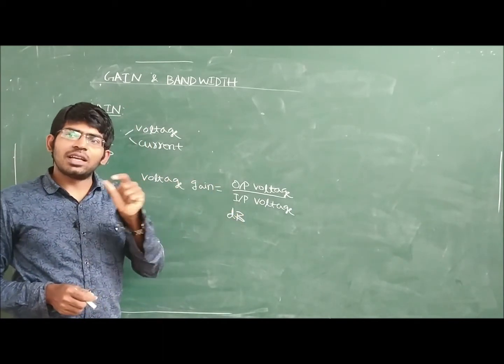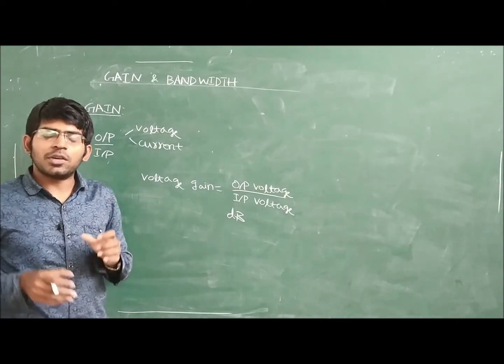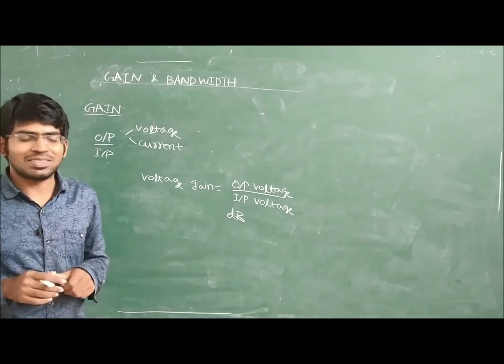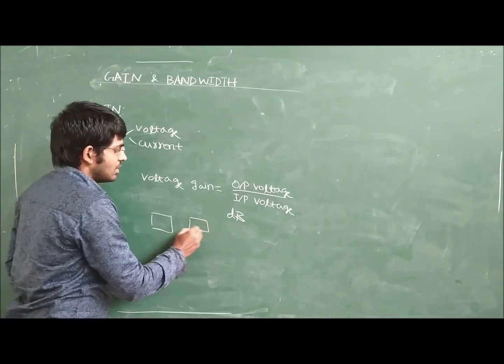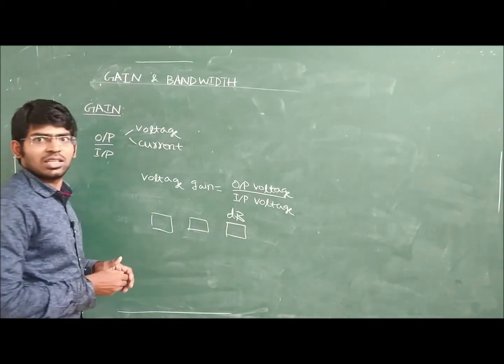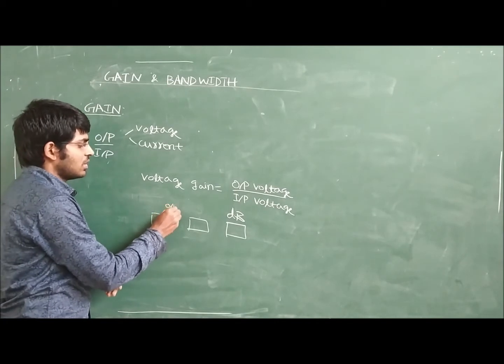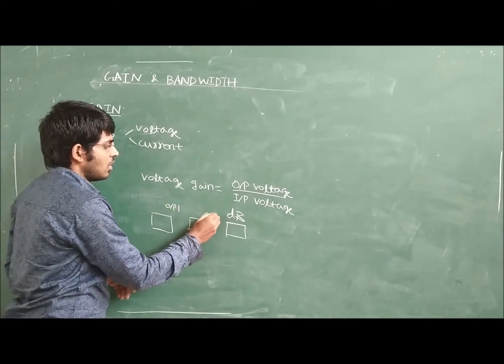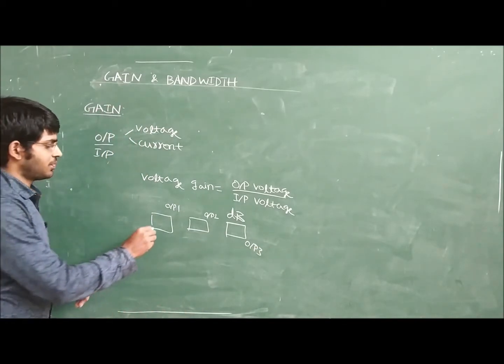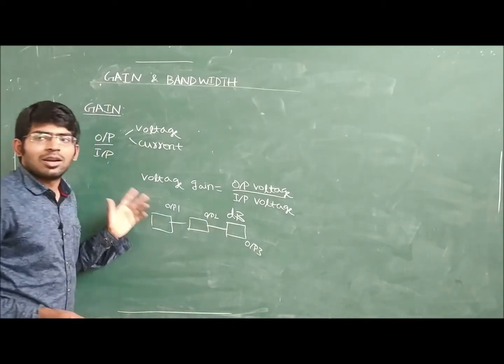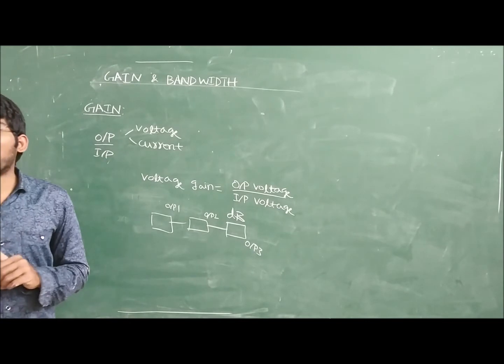The gain of a single stage we can measure. But if we have more than one stage, this is the first stage of a multi-stage amplifier, second stage, this is the third stage. This is output 1, output 2, output 3. Now which output do we have to take for the gain?